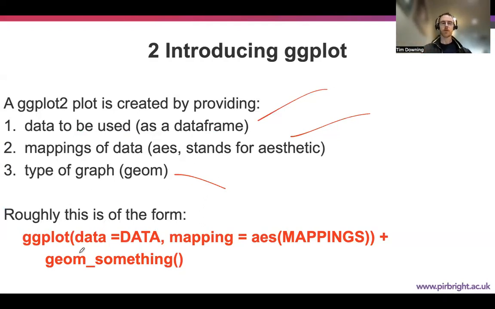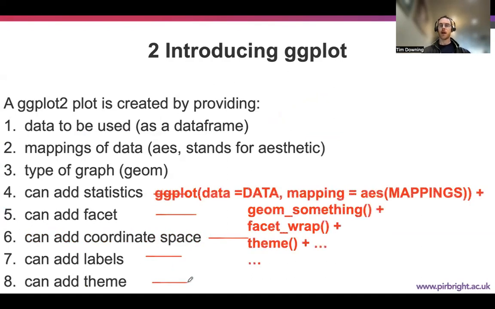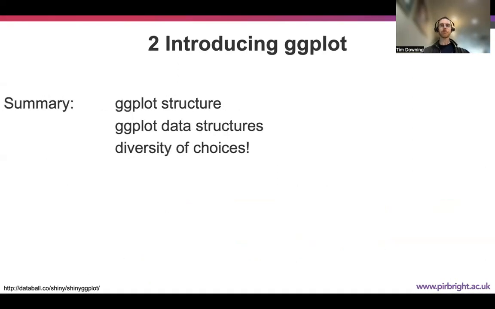So we get this kind of format: ggplot, and we have our data, we have some sort of mapping, and then we have some sort of additional function at the end to represent what we're trying to show. We can add other things like stats, facet for multiple plots, different coordinate spaces, labels, themes, and so on too. So we might get something like this: ggplot something, then geom, facet wrap, theme, and so on and so on and so on. So what we looked at in the video is the structure of ggplots.